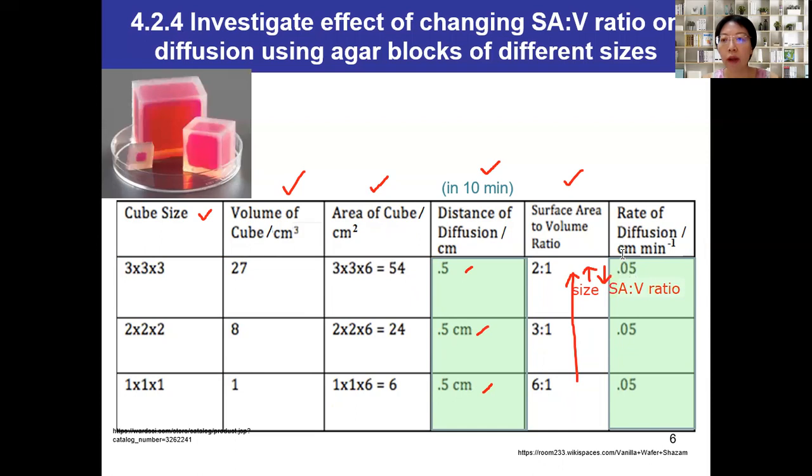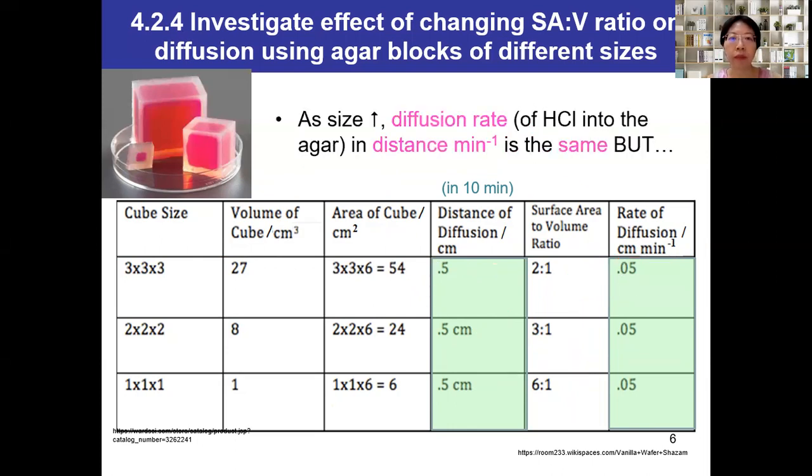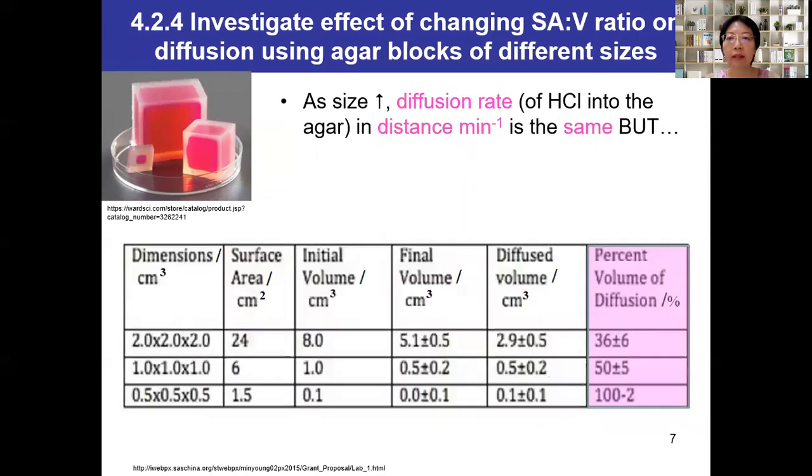So the rate of diffusion is still the same. You can see now the rate of diffusion is how many cm the acid has moved into the agar in 1 minute. So you calculate, right? They're all the same because the distance is the same here. The only thing that's different is the percentage of volume that's been diffused, right? So I'm going to use the next table to illustrate that. So as the size increases, diffusion rate in distance per minute is still the same, right? But what? So you look at this table.